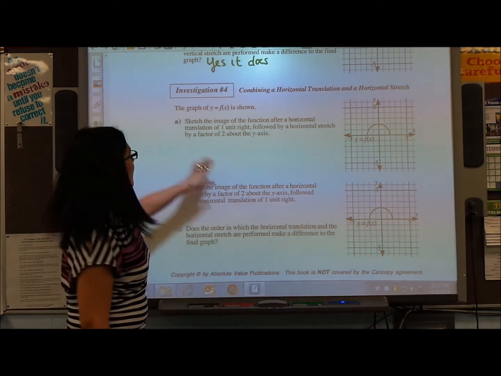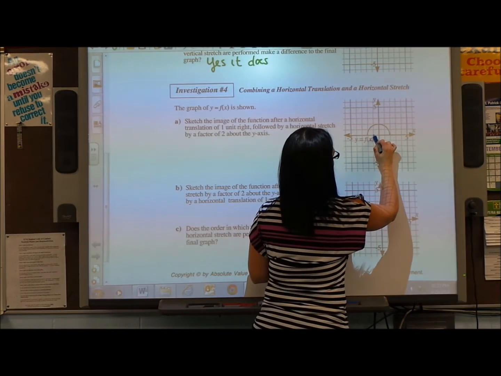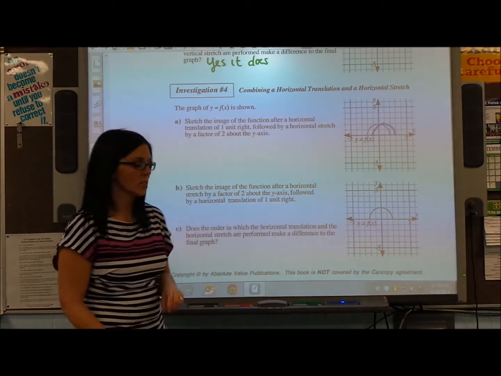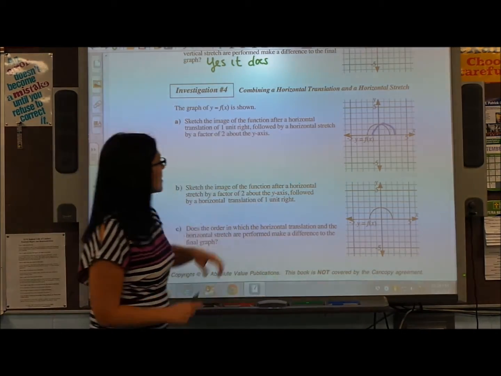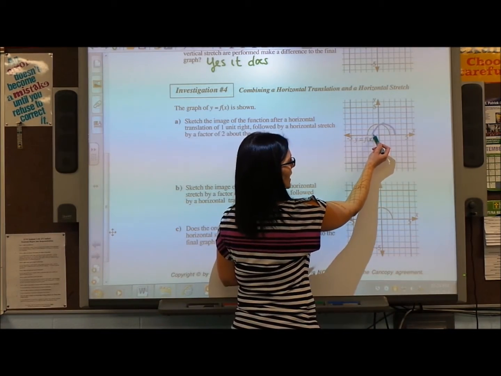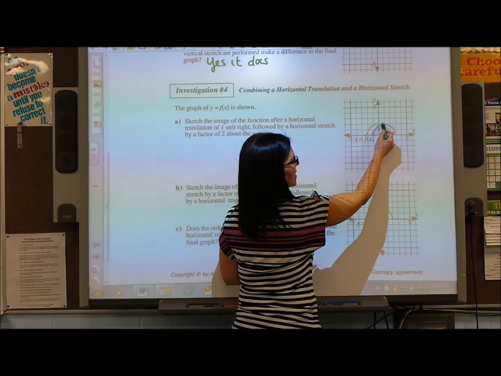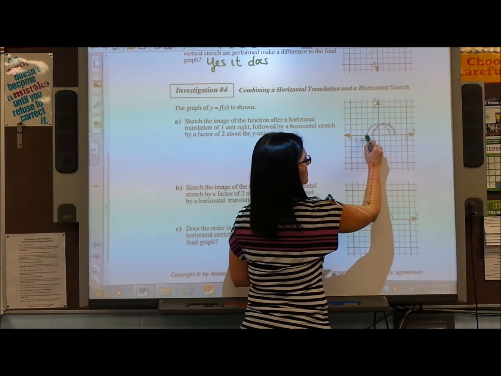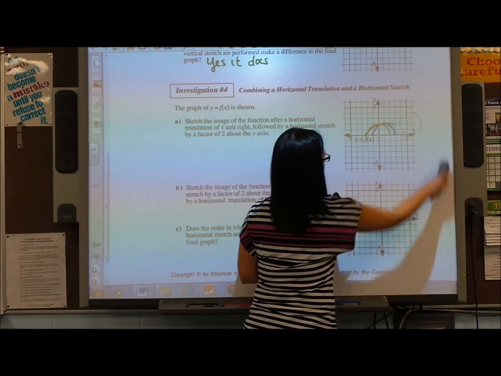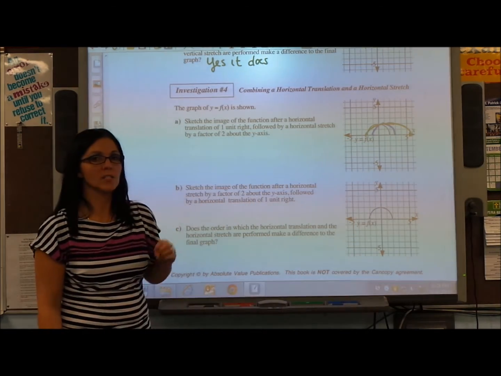Okay, investigation number 4. Horizontal translation of 1 unit to the right. So if I move everything 1 unit to the right, this becomes my image. I then take that and horizontally stretch it by a factor of 2. So if I stretch this by a factor of 2, -1 becomes -2. +3 becomes +6. +1 becomes +2. So there is my transformed image.